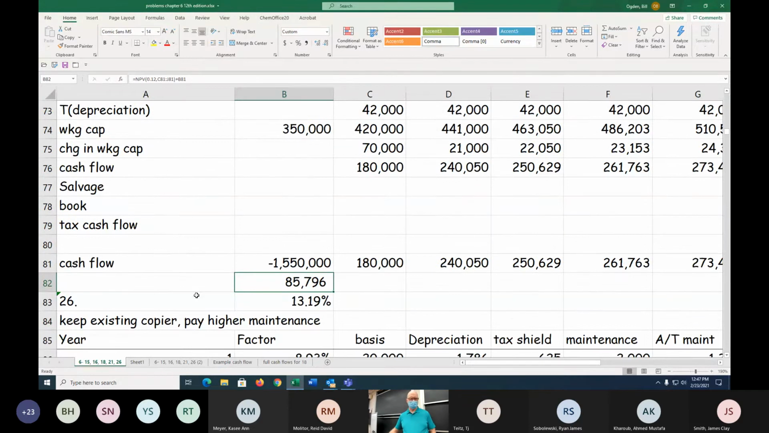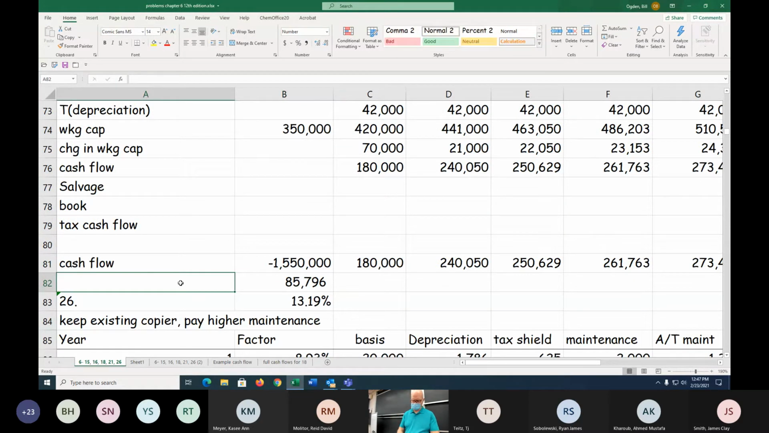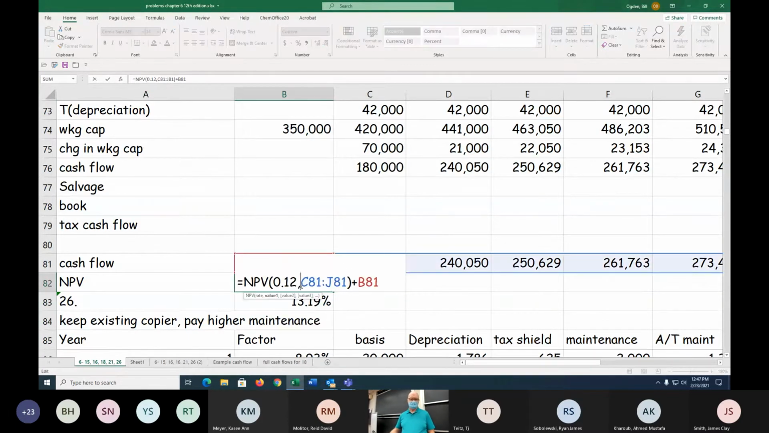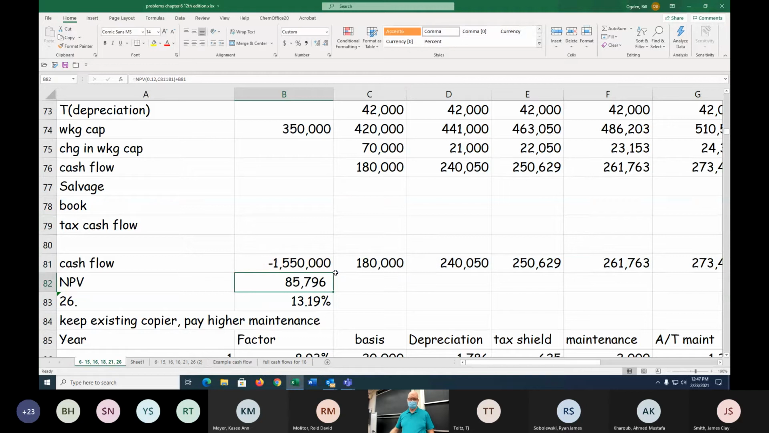I don't know where I did label it. Oh, wow. And then if you just want to do the IRR, you could, but I know that it's greater than 12%. Because we discounted these cash flows at 12 and they're positive NPV, that means this is more than 12, which it is.